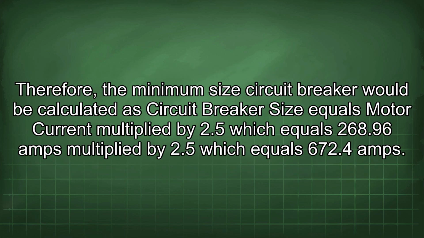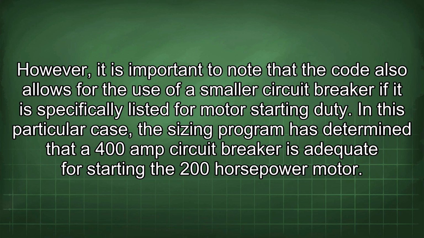Therefore, the minimum size circuit breaker would be calculated as circuit breaker size equals motor current multiplied by 2.5, which equals 268.96 amps multiplied by 2.5, which equals 672.4 amps. However, it is important to note that the code also allows for the use of a smaller circuit breaker if it is specifically listed for motor starting duty.